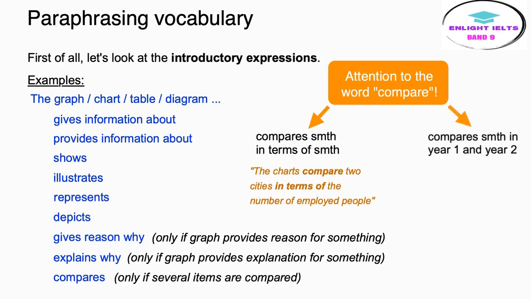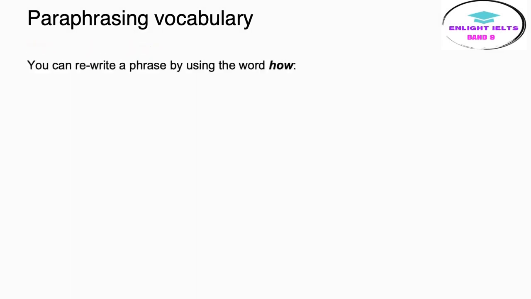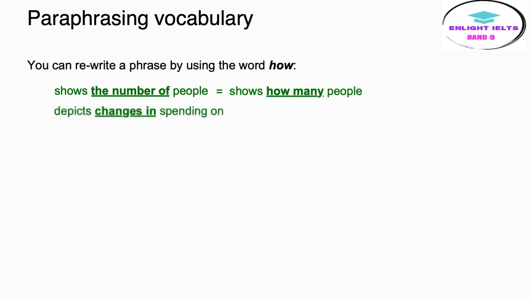Or you can say, compare something in year 1 and year 2. For example, the graph compares the population in 2000 and 2013. Now let's look at more paraphrasing techniques. You can rewrite a phrase by using the word how. For example, shows the number of people is equal to shows how many people, or depicts changes in spending on is equivalent to depicts how much change spending on.